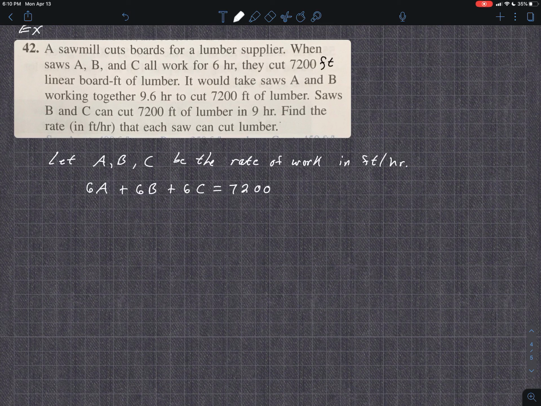Okay, so now, what about the other two? The other two would be 9.6 hours times A plus 9.6B, and then that would give you your 7,200.